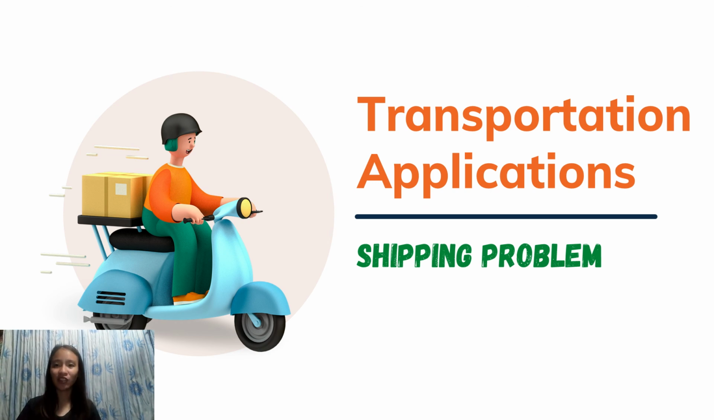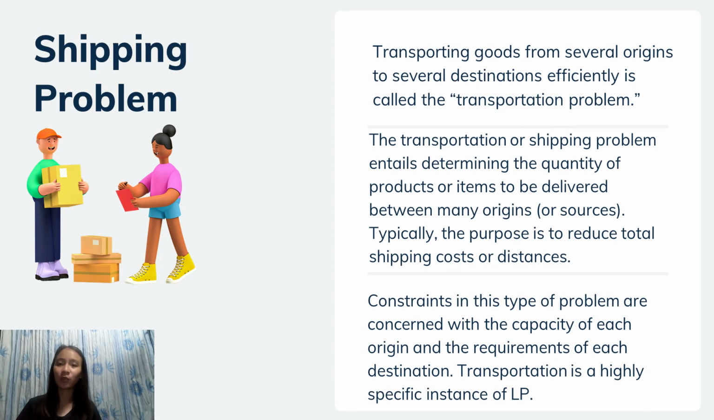So, the last topic for our report is about the transportation applications. Under this application is the shipping problem. Transporting goods from several origins to several destinations efficiently is called the transportation problem. The transportation or shipping problem entails determining the quantity of products or items to be delivered between many origins or sources. Typically, the purpose of this is to reduce total shipping costs or distances. Constraints in this type of problem are concerned with the capacity of each origin and the requirement of each destination.